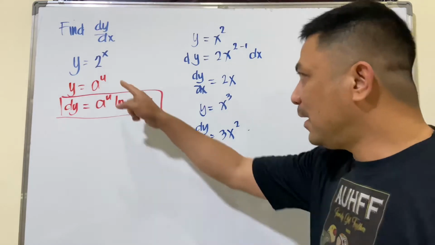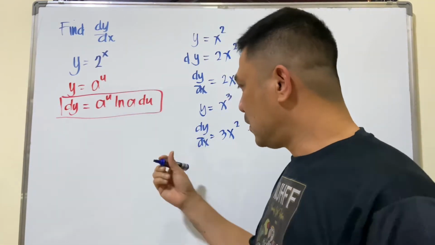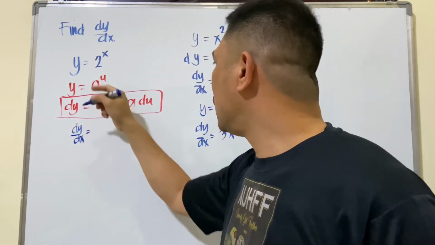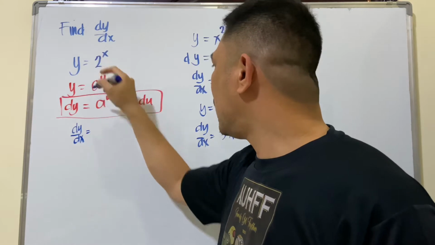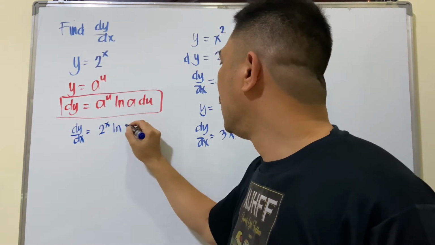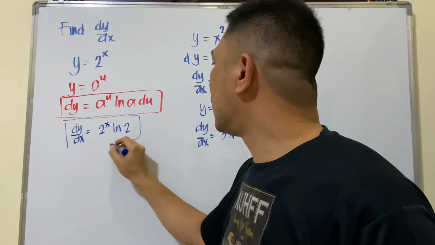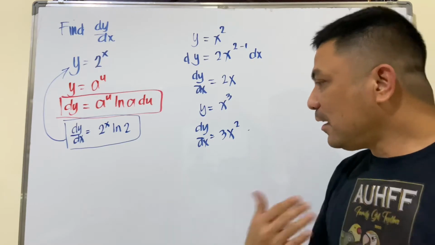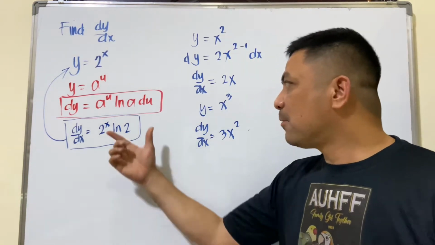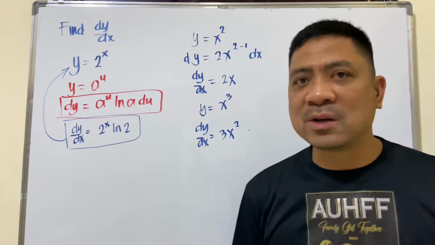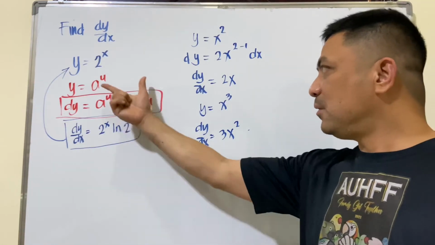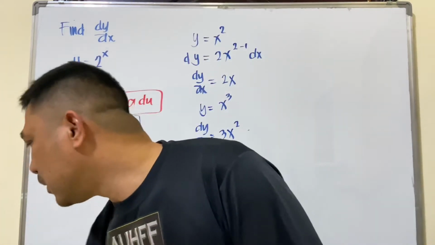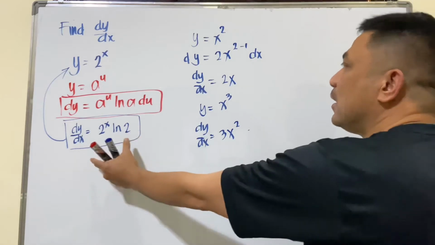If you apply this formula here, you can easily derive dy over dx is equal to, just copy this one, 2 raised to x ln 2. This is the answer for this particular problem. But what if you forget this formula? What's the other solution? How can you get the derivative of this one using your basics? Let's try to solve this one and see if we will derive the same answer.